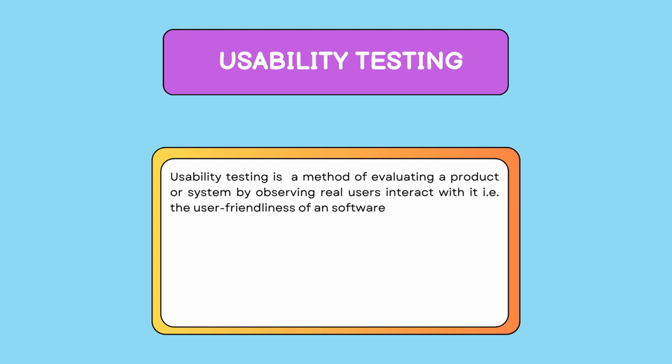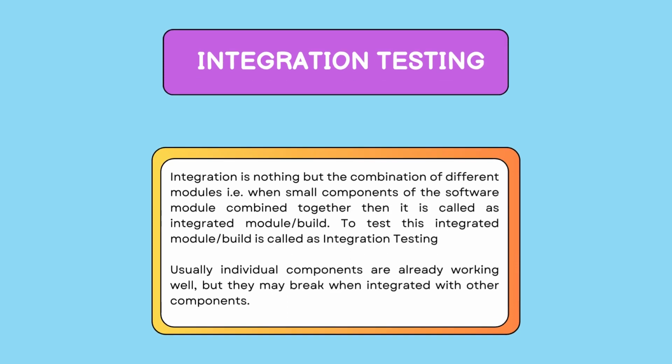Okay, so let's know about the next term, that is integration testing. Before that, you might know what is integration. But in software testing, integration means the combination of different modules. So as mentioned here, when small components of a software module combine together, then it is called an integrated module, also called a build. So to test this integrated module or a build is called integration testing. Simply, module is in the sense of a feature. Module means nothing but a feature.